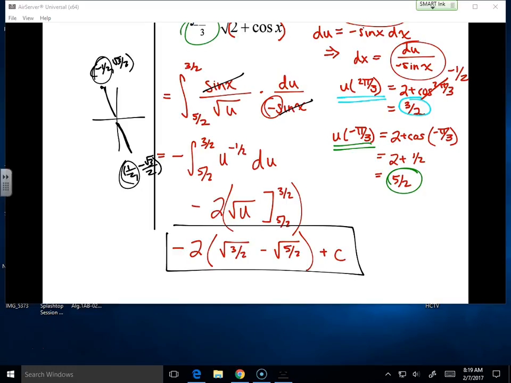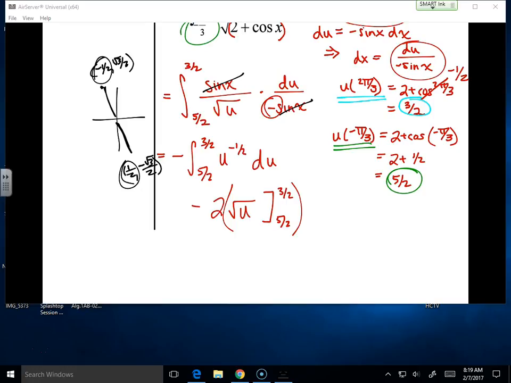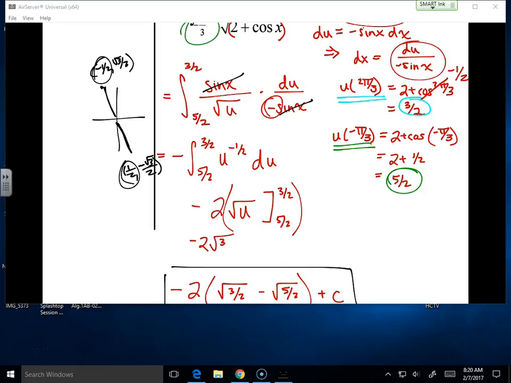The other way that it would have looked is if I had kept it in, just to kind of prove the point. You could have done negative 2 square root of 3 over 2 minus negative 2, which would be plus 2 square root of 5 over 2. So if you had brought it in, you would have been able to factor it out the next step. So that's kind of just saving myself a little bit of work. Any other questions?